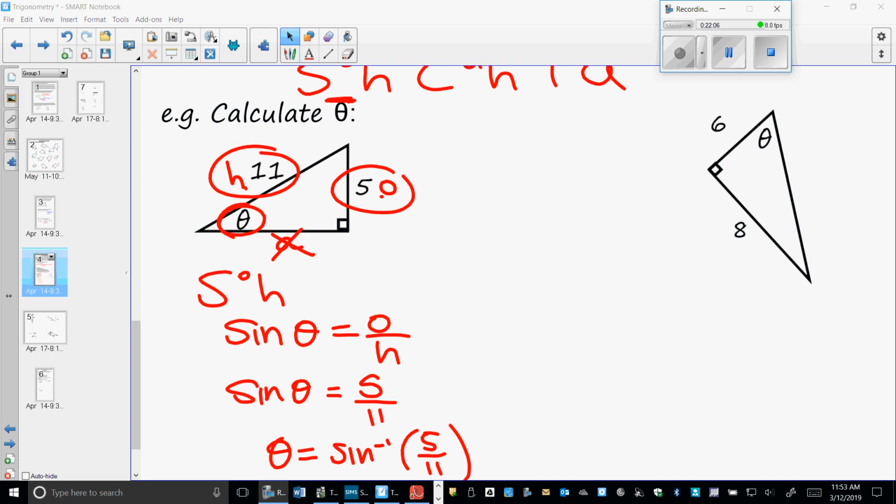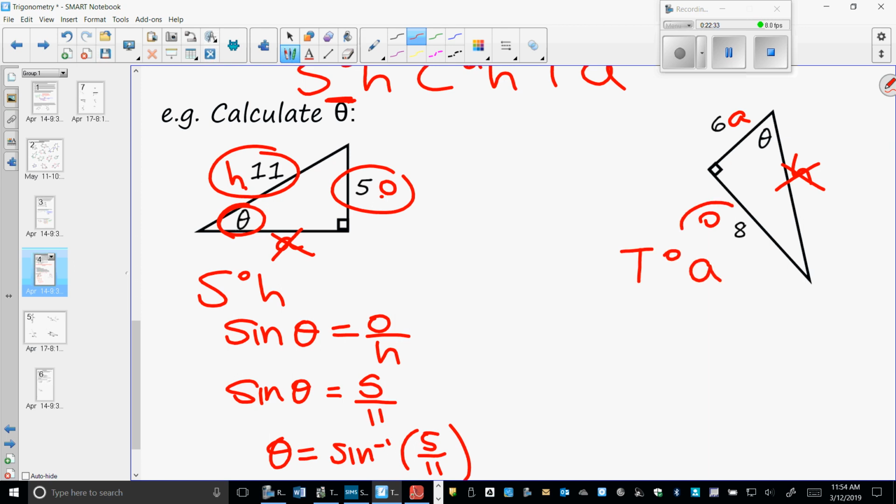Okay, so the other example, same steps. Label HOA. Which of these lengths is no use to me in this one? H. H, lovely. Which means which of the 3, SOH CAH TOA, am I going to use for this question? Nice. So I'm going to write TOA here, because it's O and A.